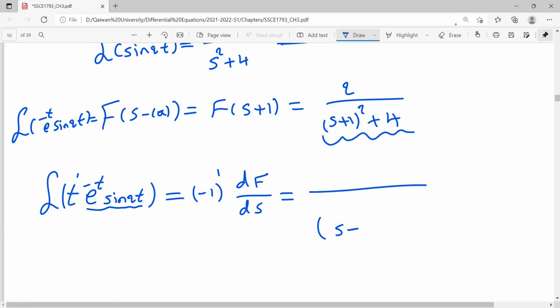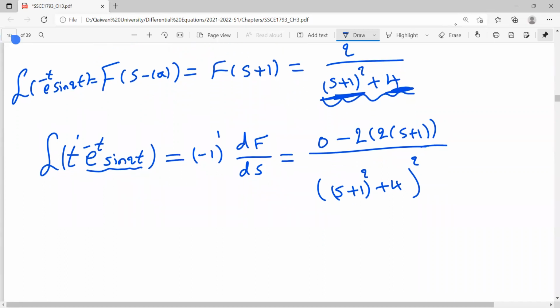Denominator squared, s plus 1 squared plus 4 all squared. Then denominator times derivative of the numerator. In the numerator, you have only a number, and the derivative is 0. Minus numerator, which is 2, multiplying by derivative of the denominator. This term is 0, the derivative for that term is 0, and for this term it is 2 times s plus 1.